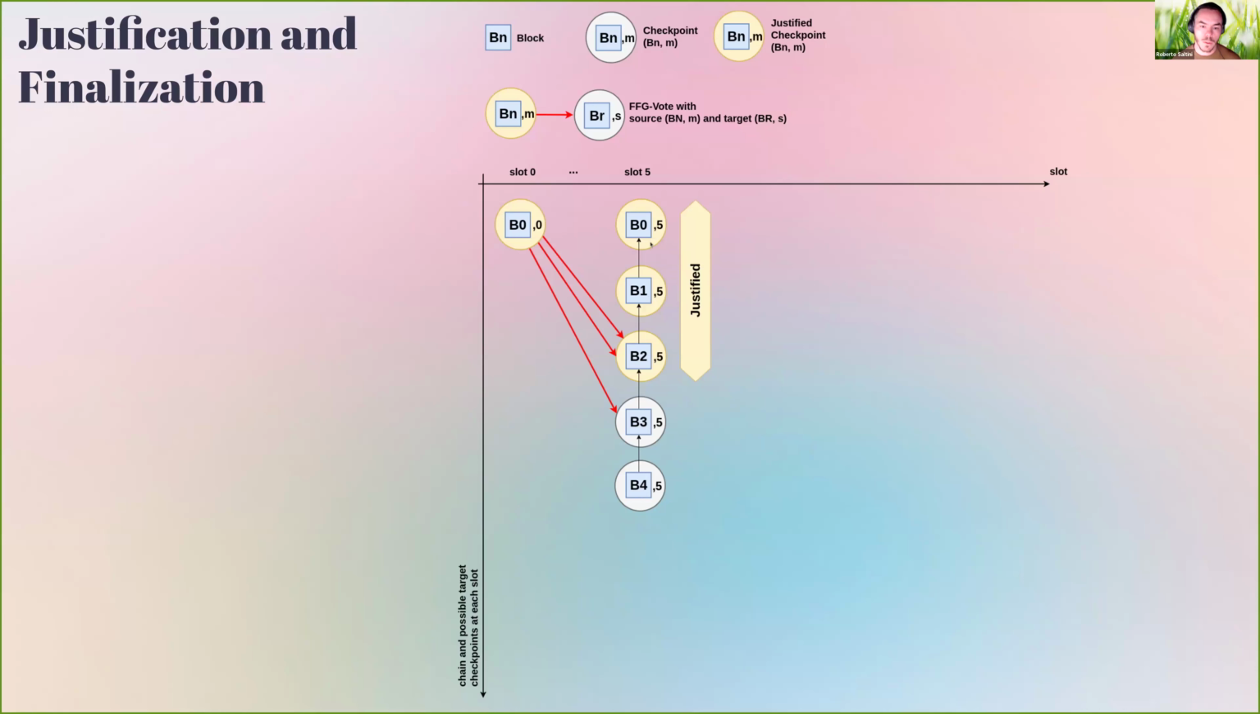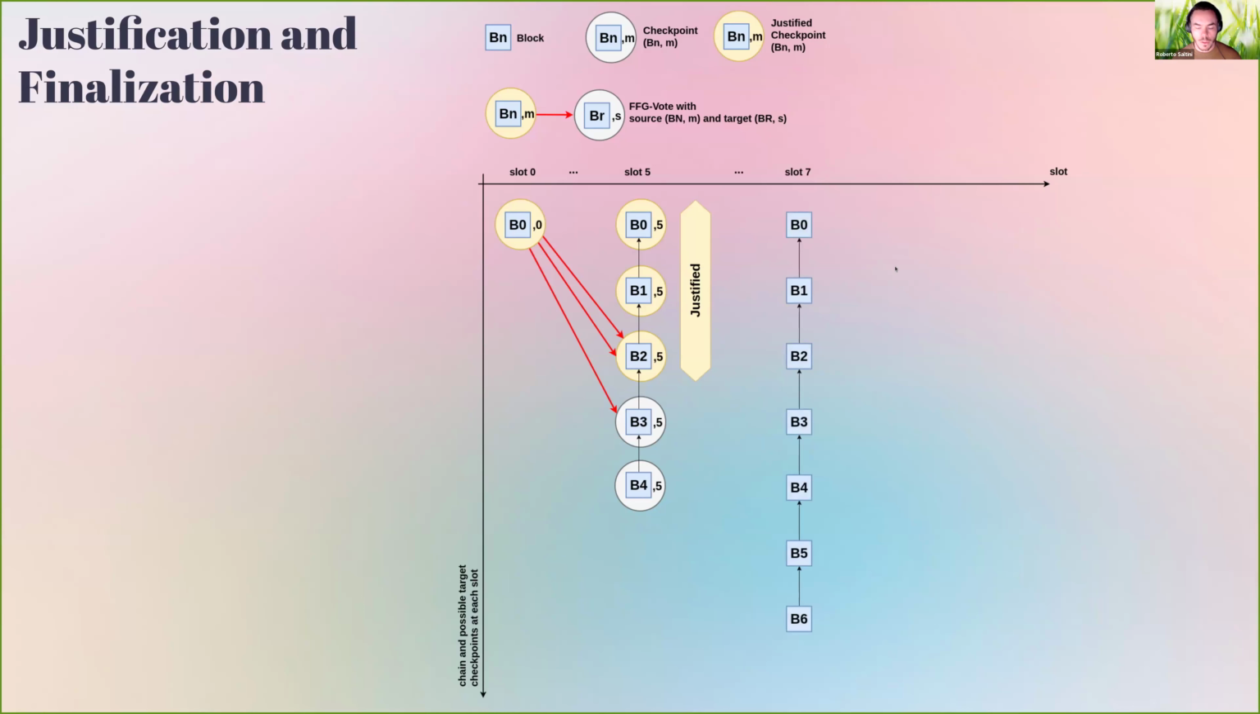What we require for a checkpoint to be justified is essentially that it is surrounded by a majority of FFG votes. Like if you take B1,5, it's surrounded by 3 votes that start with B0, which is an ancestor of B1, and target B2, which is a descendant of B1.